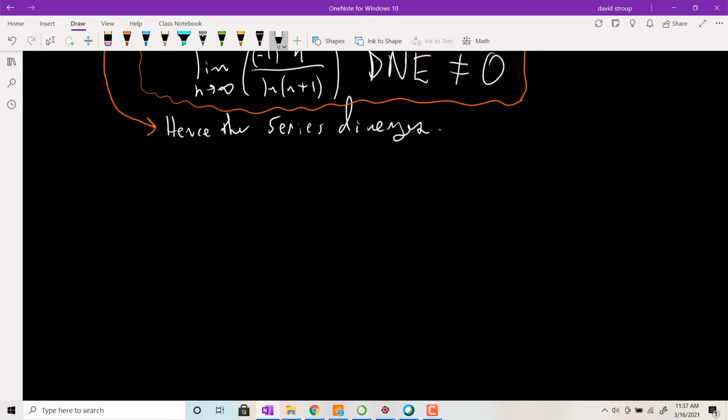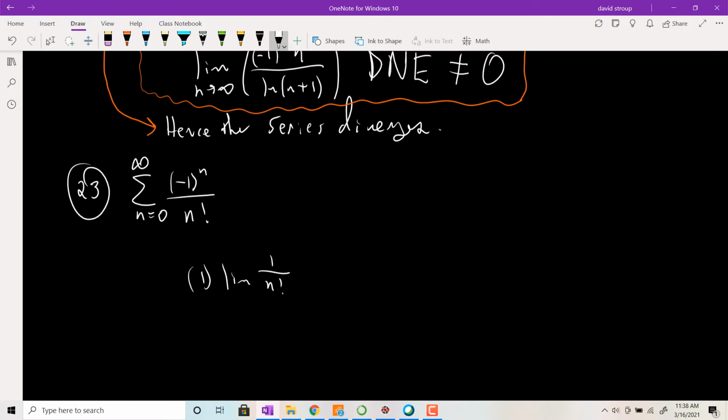This is number 23. We have the series n equals 0 to infinity of negative 1 to the n all over n factorial. So first off, the limit of 1 all over n factorial. Again, we're not looking at the negative 1 to the n portion. The limit of this thing, clearly it's 1 over infinity, so that will go to 0. And then secondly, again, I'm going to do this kind of ratio of a sub n plus 1 over a sub n.